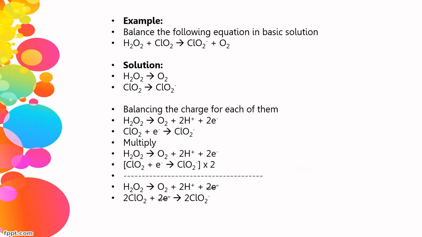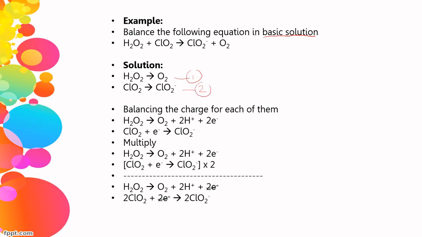Okay, let's take a look at the example. Balance the following equation in basic solution. We have hydrogen peroxide, ClO2, and then ClO2 minus plus oxygen gas. For the solution, the first step is we need to break this into two half equations. This is half equation number 1, and this is half equation number 2.